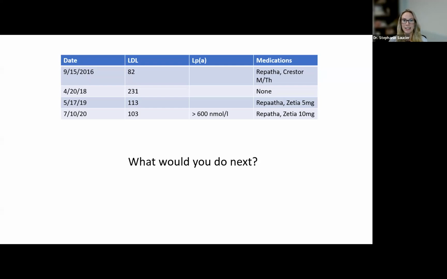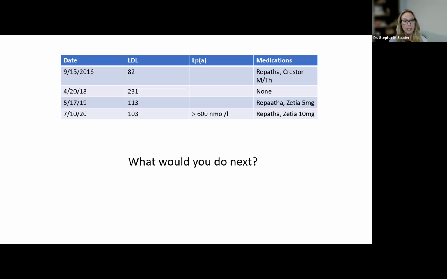So back in 2016, she was on Repatha. She was also on Crestor 2 days a week. That was her maximum that she was able to tolerate. In 2018, she had come off all of her therapy, and her LDL went from 82 on the therapy we had up to 231. Subsequently, in 2019, the Crestor was obviously not reintroduced, and she was started on Zetia at a lower dose, and she had an LDL that ended up at 113. And then in July of 2020, when we first met, she had an LDL of 103.